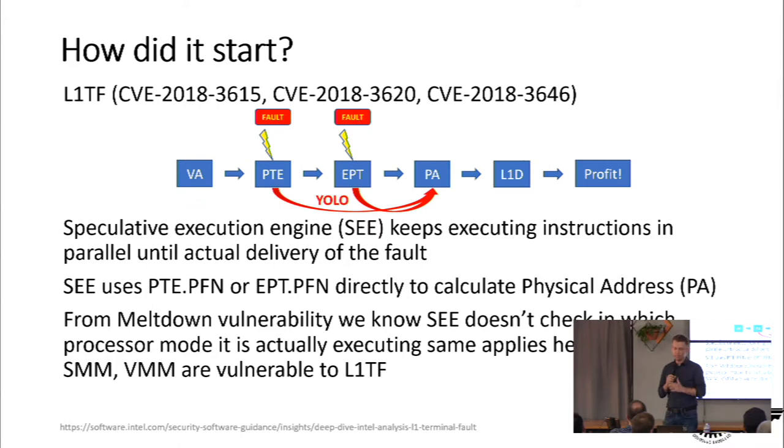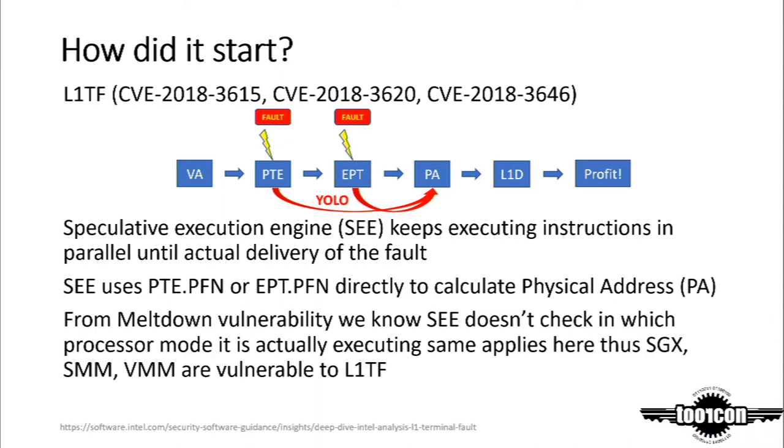The same happens with EPTs, which is even worse. When the translation happens, it's supposed to check the EPTs against that physical address. Since it's not going to match, you're not going to be able to get the information you need, and the execution is going to stop. But since you're getting the physical address directly, it's treated as a direct physical address. You can basically read any memory.